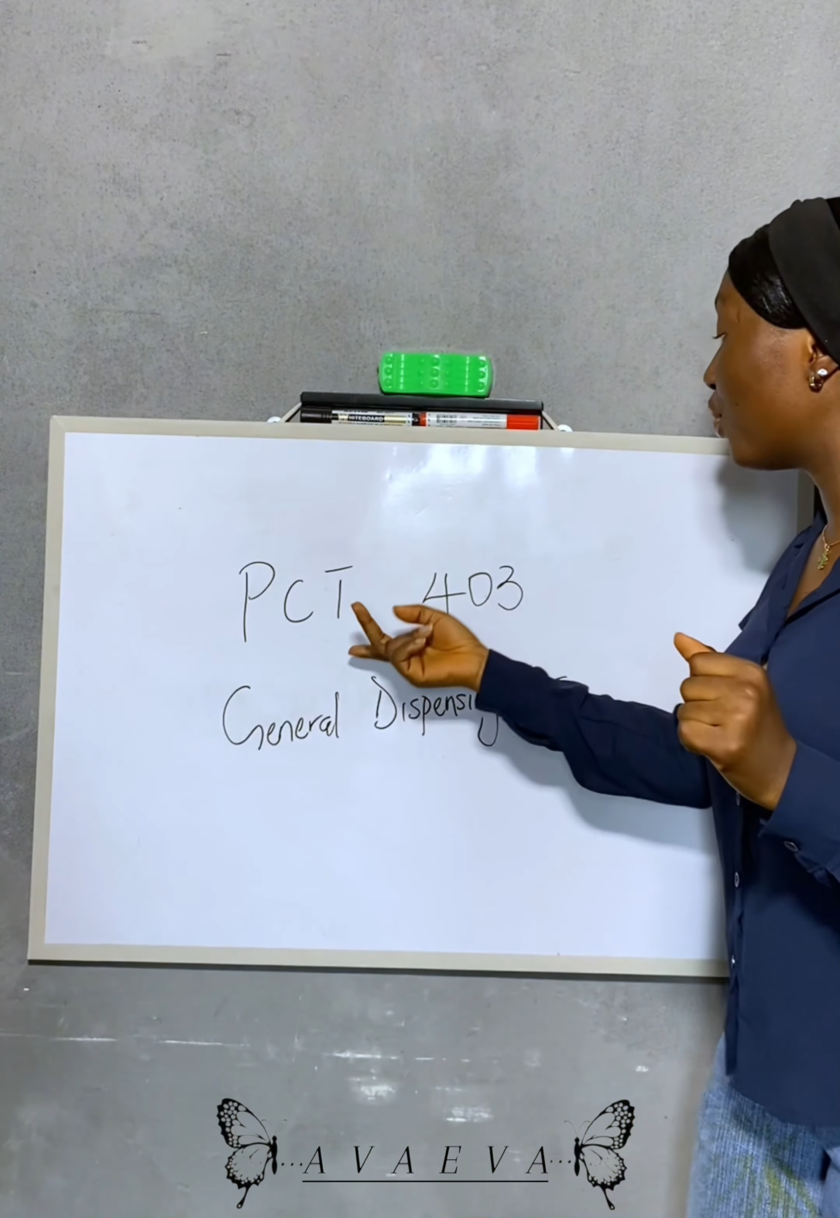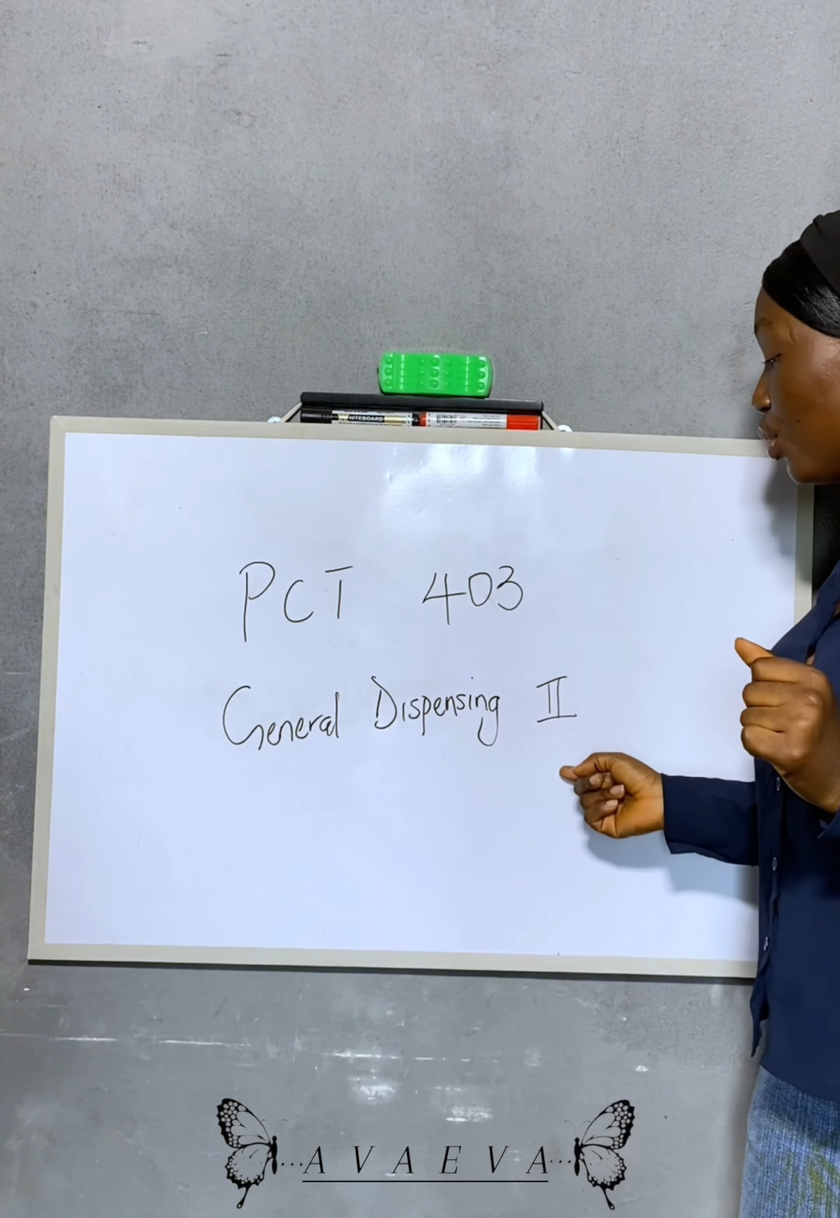Well, look no further. This is PCT 403, General Dispensing 2. My name is Evelyn Paul Dogo, and these tutorials are brought to you from the Office of the Academic Director of the National Fellowship of Christian Pharmacy Students, KASU chapter.